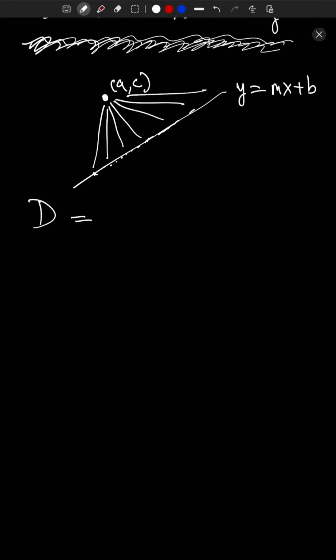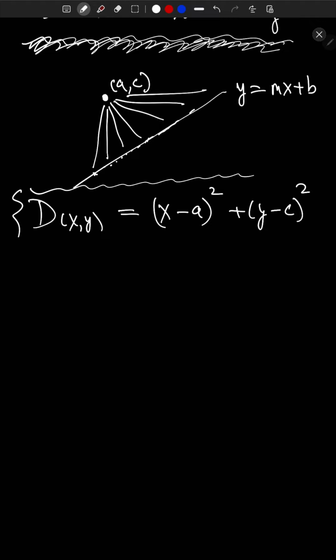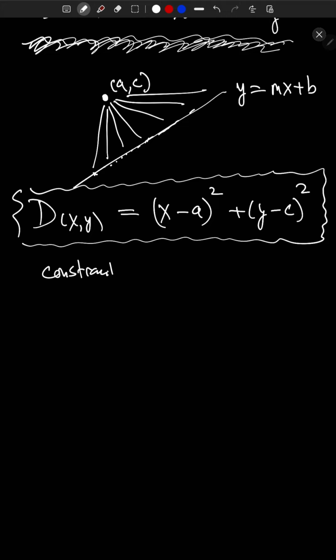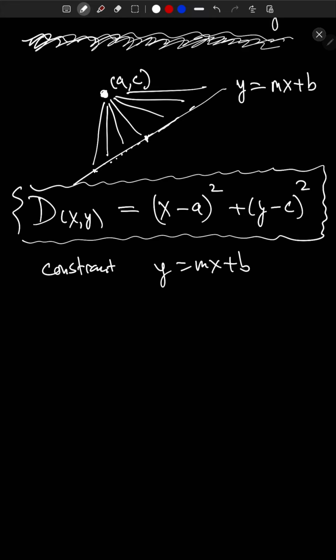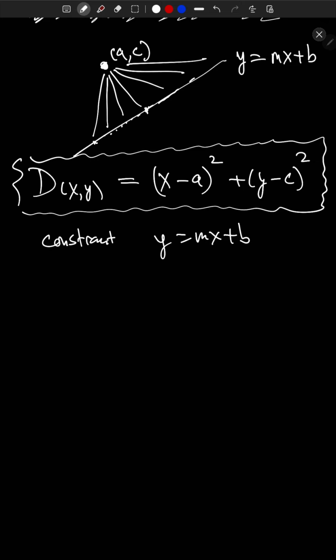I'm going to work with the square of the distance function, d(x, y), which is going to be (x minus a) squared plus (y minus c) squared. This represents the distance squared from any point to (a, c), right? We're only interested in points on our line. So we have a constraint, y equals mx plus b. We want the point on the line that's as close as possible to the point, and that distance is by definition the distance from the point to the line.